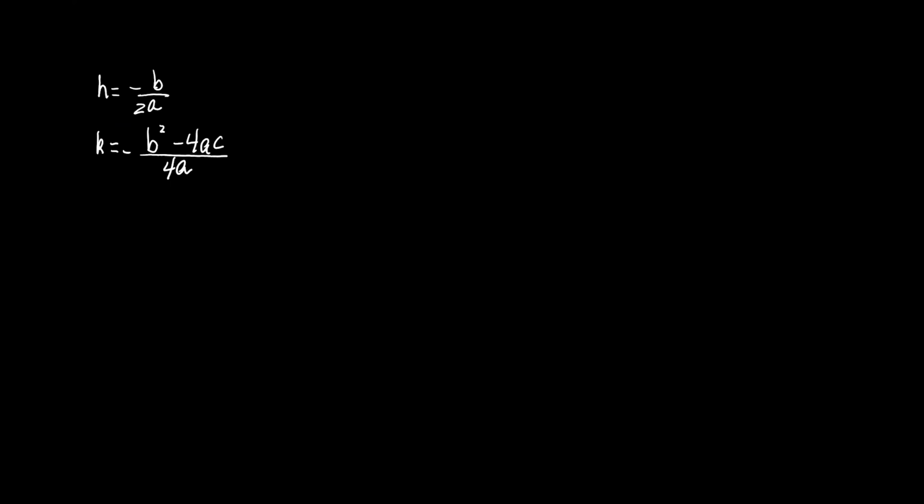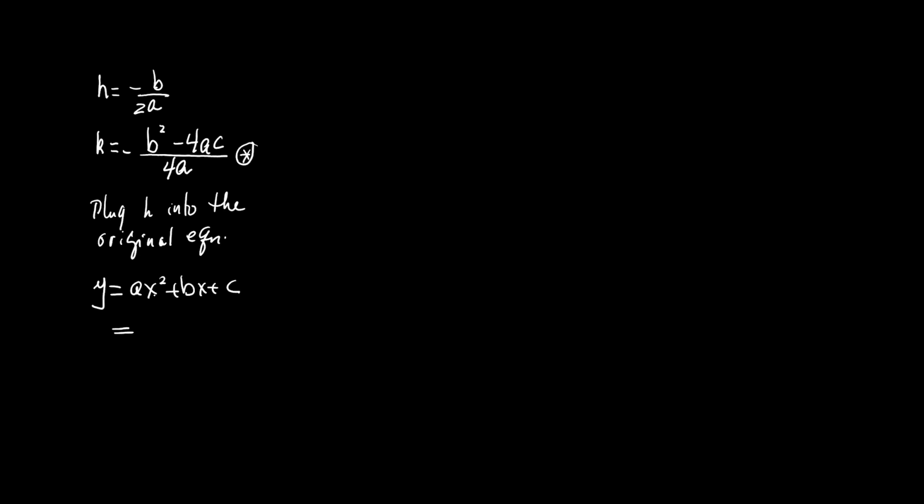Another way to get k is to plug in h into the original equation. So plug h into the original equation. I want to show you what we get is exactly this, which means we have two ways to compute k. So y equals ax squared plus bx plus c. Plug in h for x. H is negative b over 2a.